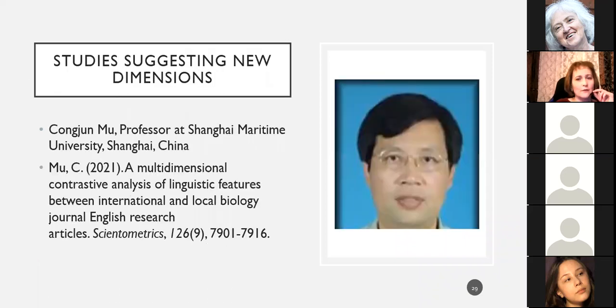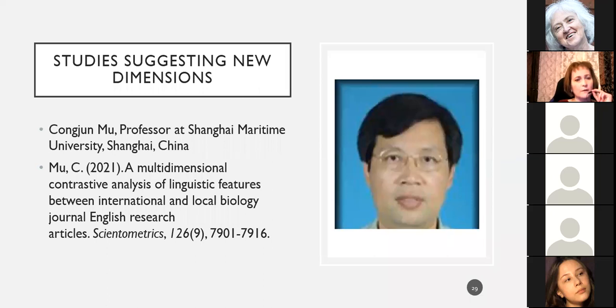Now, talking about the second group of studies suggesting new dimensions, studies that conduct factor analysis. I would like to tell you about a recent one, a piece of research that was published in 2021, last year, and this research was conducted by Kongjun Mu, professor at Shanghai University, China.